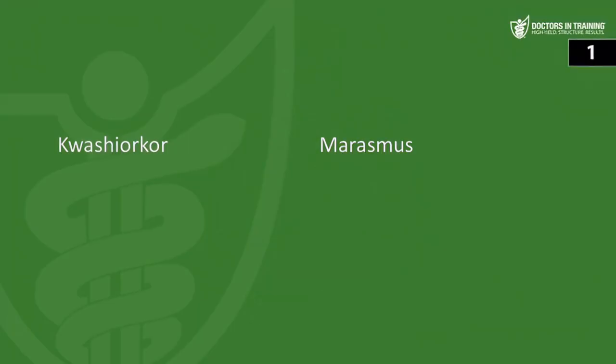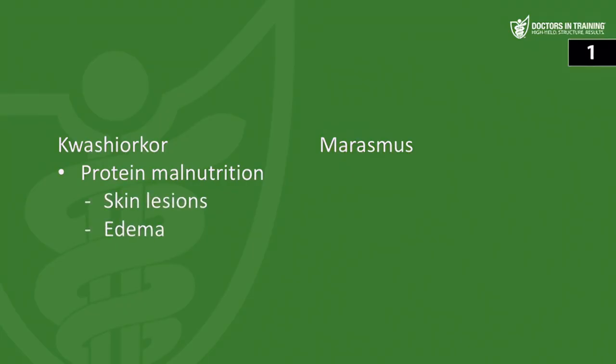So kwashiorkor is protein malnutrition, so you see skin lesions, edema, and liver malfunction. Think about maybe a small child with that very swollen belly that sometimes you see on TV.